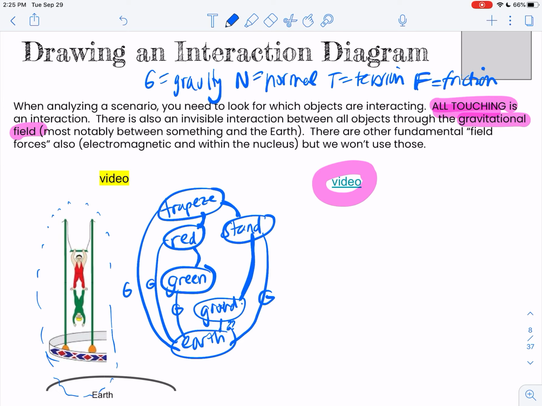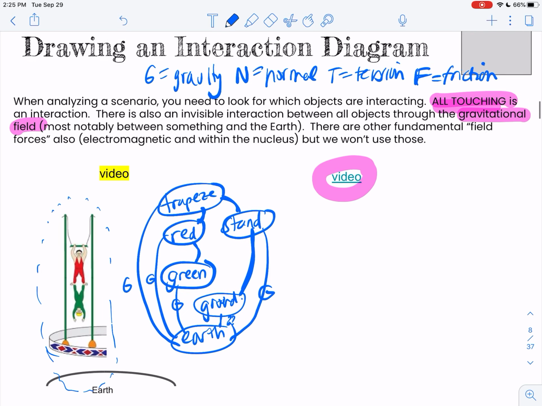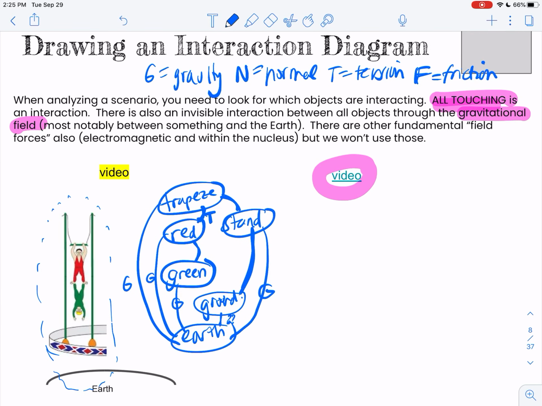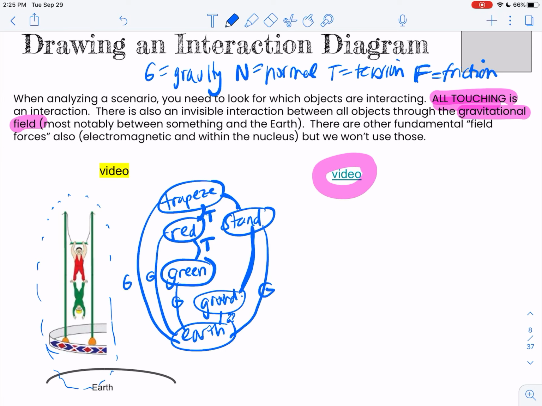All right, so the trapeze and the red guy, since he's hanging, I'd probably call that more of a tension. The red guy hangs from the green guy, that's a tension. The trapeze hangs from the stand, that's a tension. And then the stand is resting on the ground, so that would be a normal force, right? The stand would be pushing into the ground. Okay, so this is how you'd make an interaction diagram.